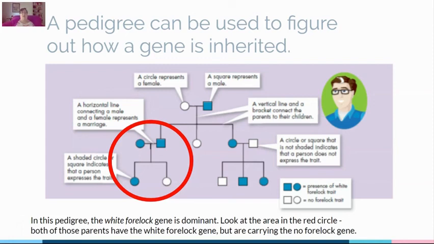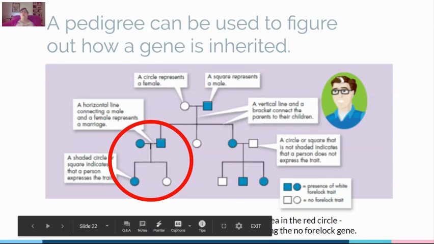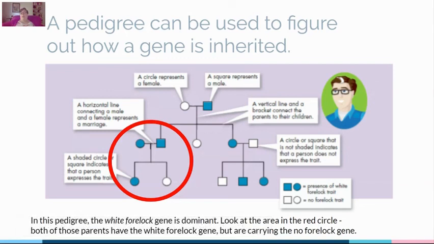We can also use a pedigree like this to figure out whether a trait is dominant or recessive. See, if the white forelock gene was recessive, then our little family unit in the red circle, those two parents, would only be able to produce offspring that have the white forelock. Because if there was any copy of the no forelock gene in there at all, and that gene was dominant, it would take over. One of the parents would have the forelock. Make sense?